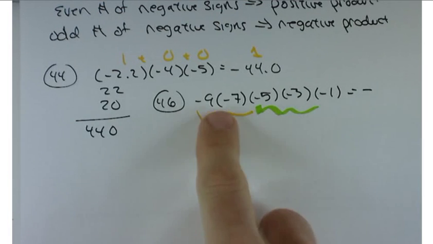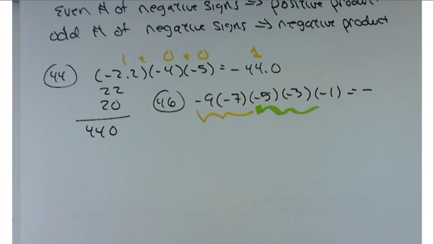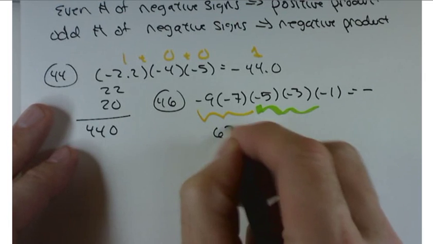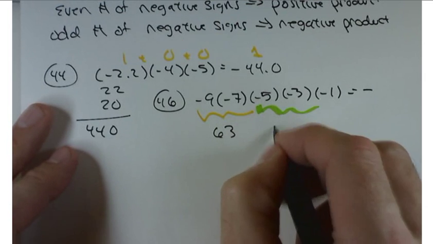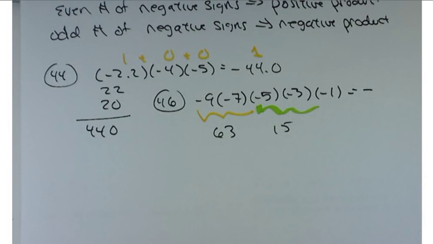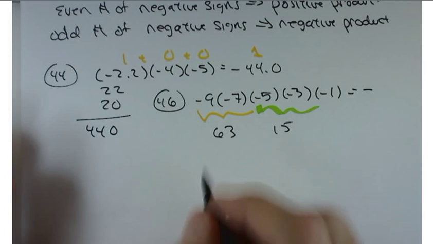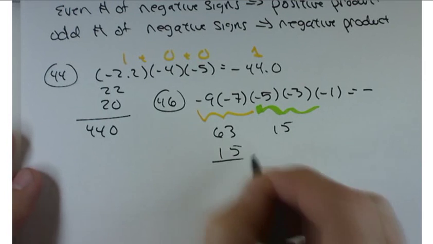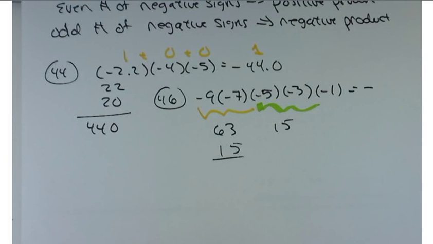So 9 times 7 gives me 63. 5 times 3 gives me 15. Do I have to worry about the timesing the 1? No. And I'm already done with the signs. I'm not worried about the signs there. So all I have to do is worry about 15 times 63.